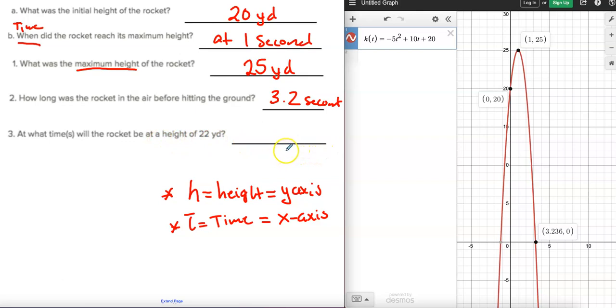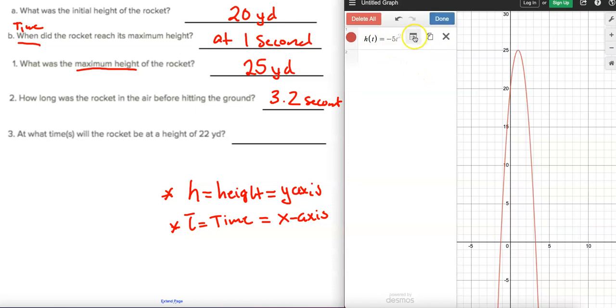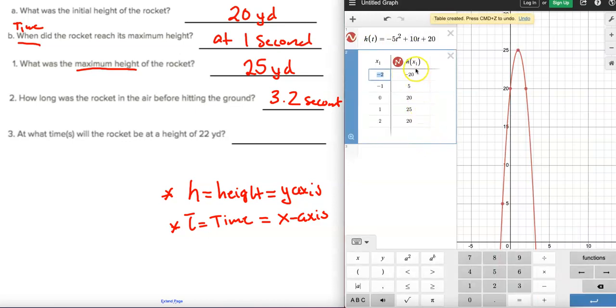So that's saying when will my y be 22? And so I see my y is 20 here. So when will it be 22? What I could do is go over here, get a table, and I want to know when I am going to have a 22 in this particular spot right here. At what time will the rocket be at a height of 22 yards?